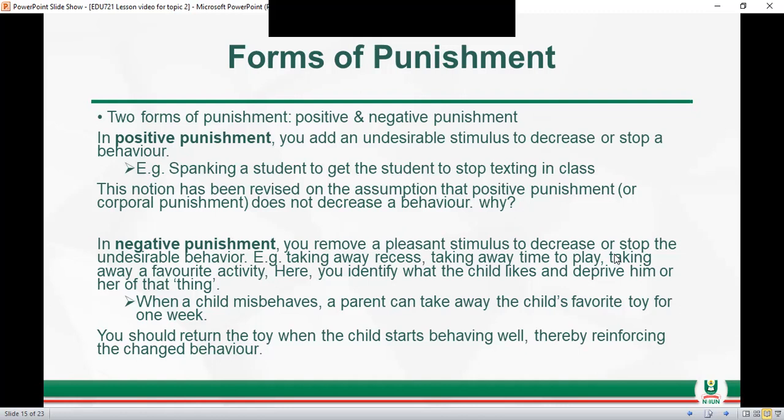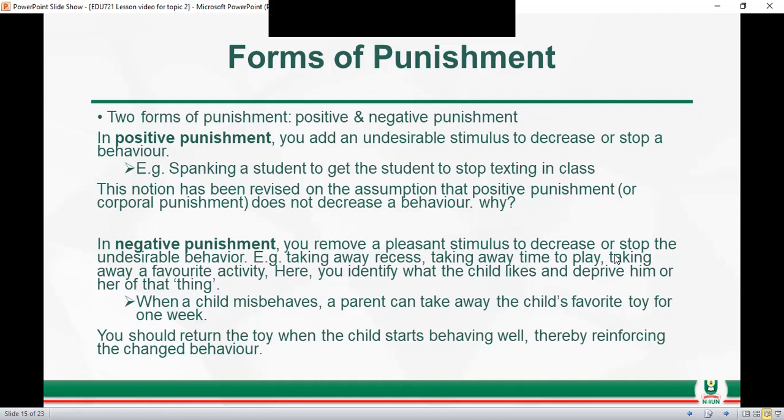If there is a particular time the child is allowed to watch television or is allowed to do something in school, you take away that time, remove that time, and let the child be occupied with something else. Within that, you will see that the child will change, if it is something that the child cherishes, like watching that particular program.